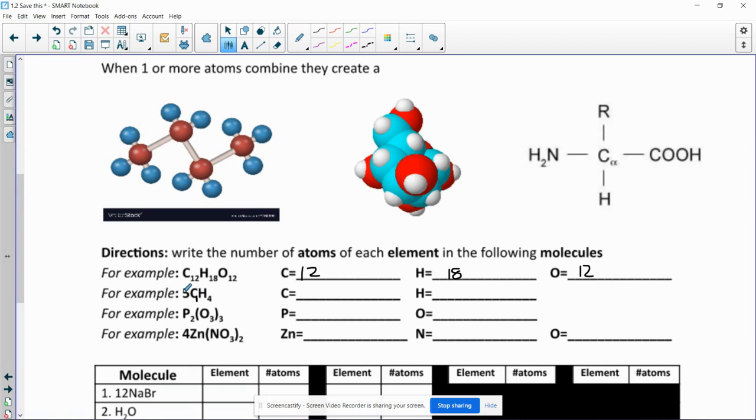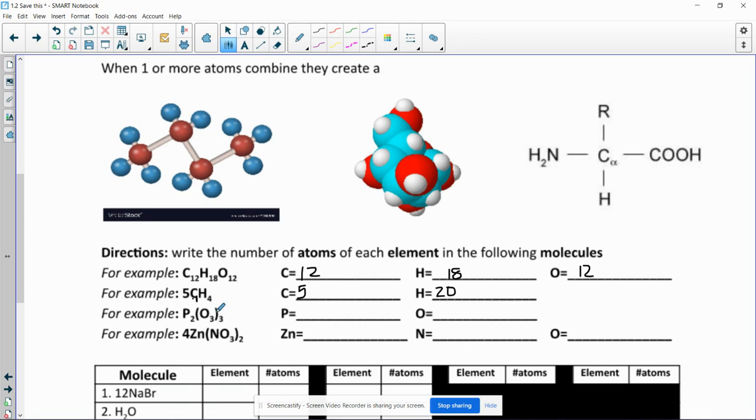When there's a number out front, it's called a coefficient, and that goes with everything. So it means there's 5 CH4s. So on one CH4, there'd be 1 carbon. But since there's 5 CH4s, I'd say 5 times 1, that's 5 carbon. In each CH4, there's 4 hydrogen, but I have 5 of them. So 5 times 4, I have 20 hydrogens.